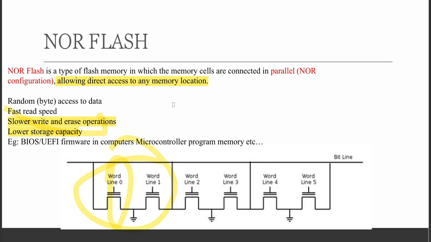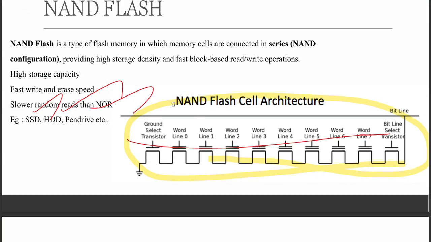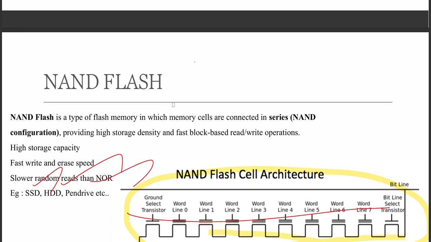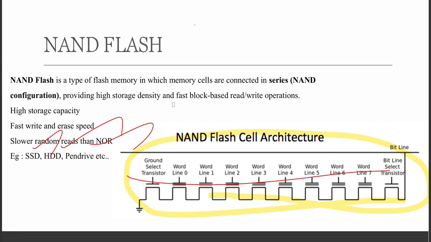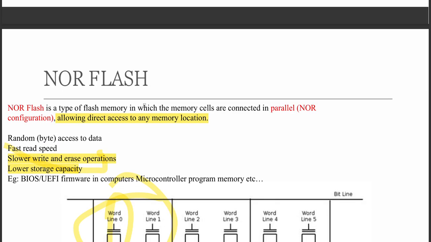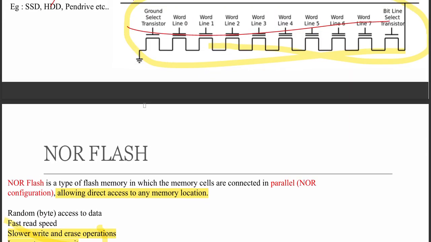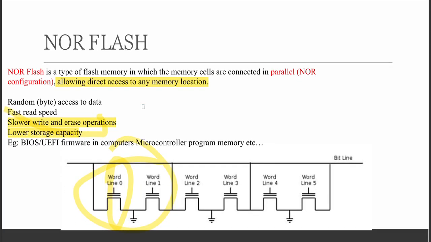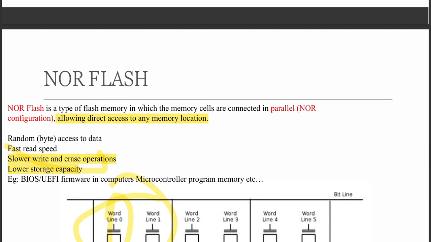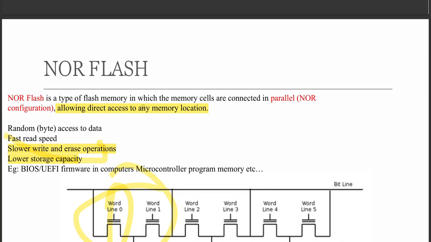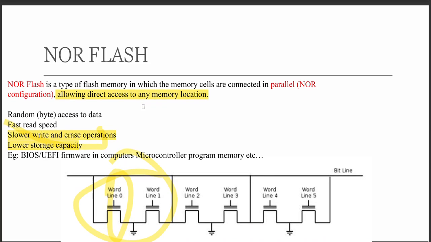NAND flash is mostly used in SSDs, HDDs, and pen drives, where efficient write and erase operations are needed, and NOR flash technologies are used where efficient read operation is needed. Both are different technologies used for various operations, and both have unique features. NAND and NOR are used in recent years, and there are advanced versions and technologies used nowadays in the electronics industry. I will cover the advanced technology in upcoming videos.